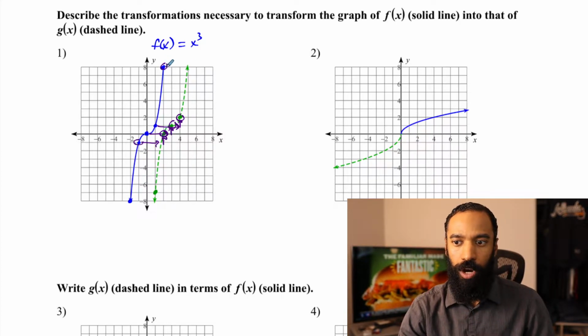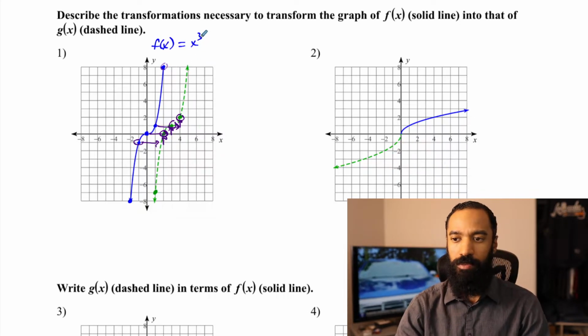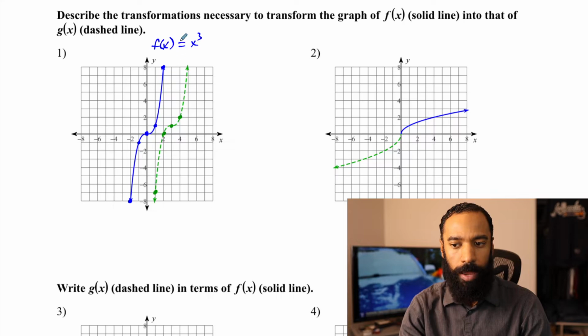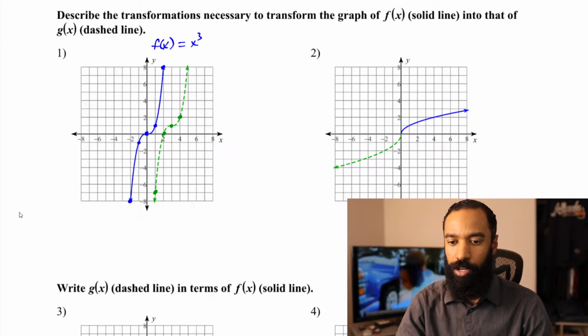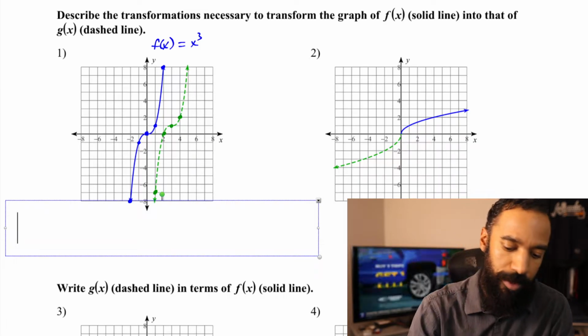And this would have gone 3 over and 1 up as well, and then it would have ended up right there. That's why I said that point didn't really seem to get hit. And that's what we're going to do. We're going to describe this thing right here as far as the transformation goes. And you can list items. It says describe the transformations necessary.